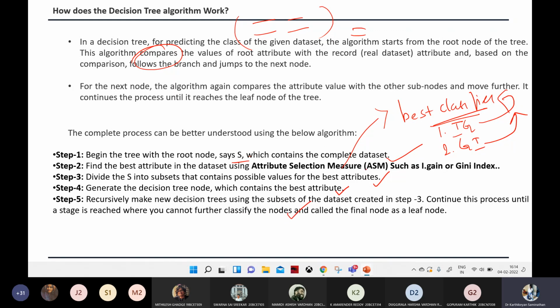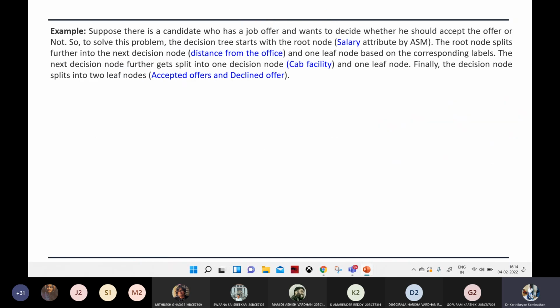So this is how the decision tree works. Decision tree is sometimes also called ID3. ID3 stands for Iterative Dichotomiser. Dichotomiser is nothing but dividing the tree into two halves. So you can check ID3. Both are the same, decision tree and ID3.